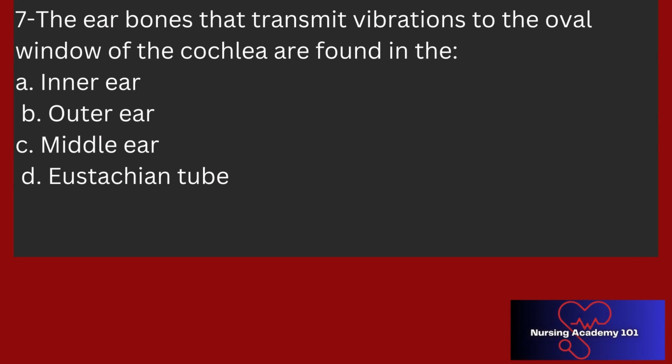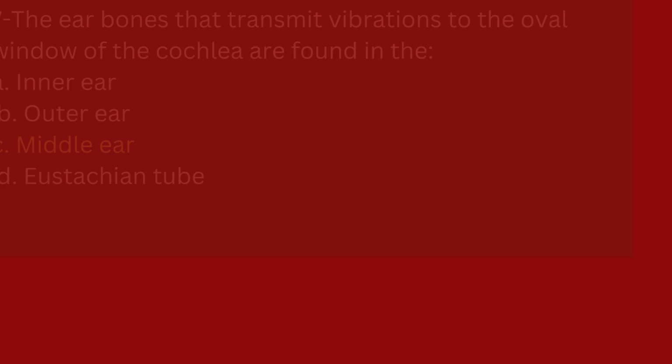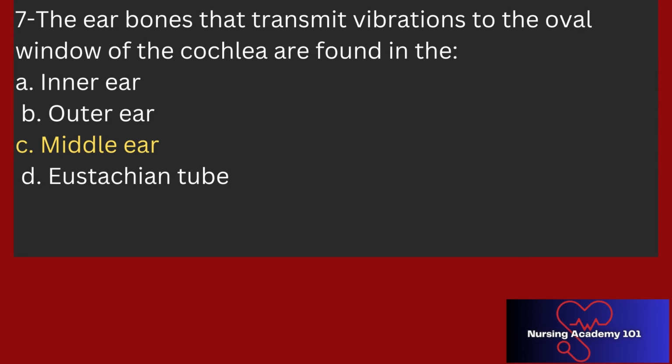Question number 7. The ear bones that transmit vibrations to the oval window of the cochlea are found in the A. Inner ear. B. Outer ear. C. Middle ear. D. Eustachian tube. The answer is C. Middle ear.